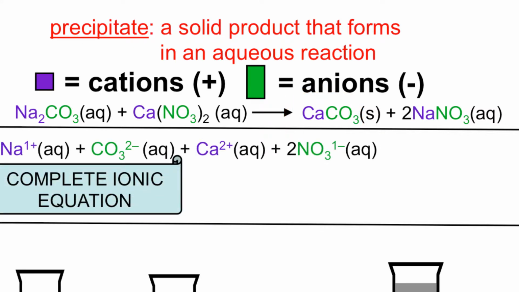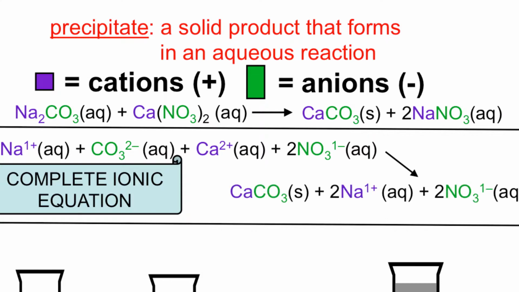The complete ionic equation, you would split up anything that's aqueous. So you split up the sodium ions and the carbonate ions and the calcium ions and the nitrate ions. And over on the right-hand side, you'd split up only the sodium ions and the nitrate ions. Because remember, a solid stays together. The aqueous thing splits apart.